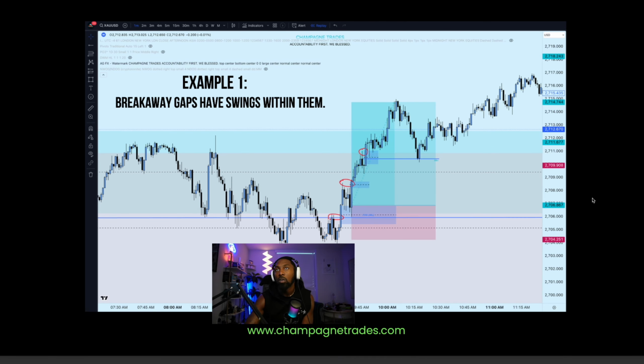There's another one, and I want y'all to really go through your charts and look for gaps that have swings in them, and look at what happens after. Now, this is another thing too. Breakaway gaps are only breakaway gaps until the draw on liquidity gets hit. So like this breakaway gap down here, this is obviously a draw on liquidity up here. Once it gets hit, then the price can come back and fill it.